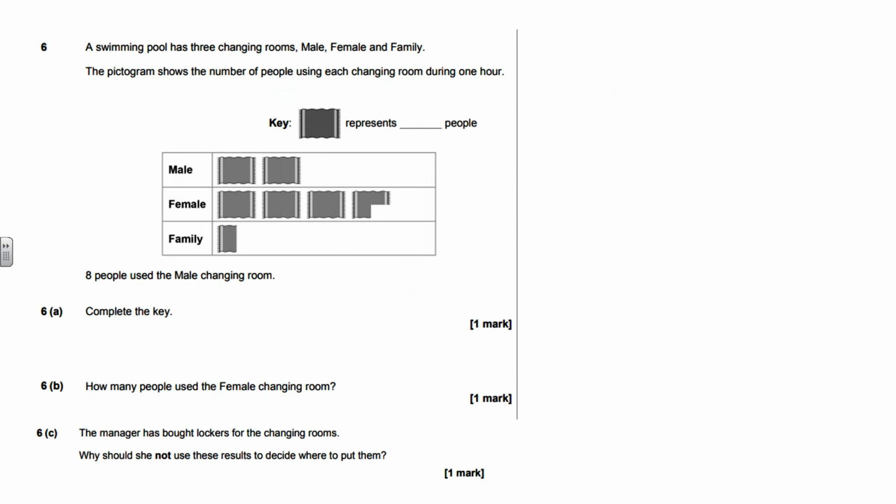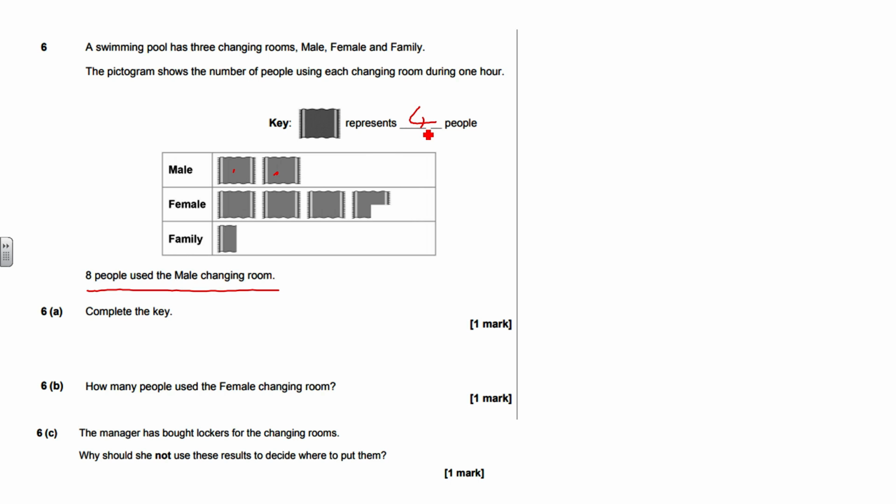Question 6. A swimming pool has 3 changing rooms, male, female and family. The pictogram shows the number of people using each changing room during 1 hour. First thing I need to do, using the information that 8 people use the male changing room, is to figure out the key. So if these 2 represented 8, they must represent 4 each.